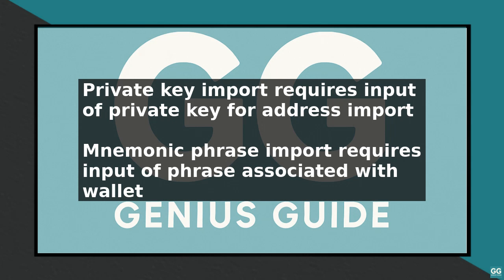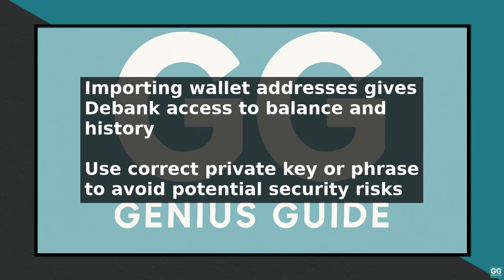To import a wallet address using the private key method, go to the Import section and select Private Key. Input the private key of the address you want to import, and Debank will automatically sync your wallet balance and transaction history. Alternatively, if you want to import a wallet address using the mnemonic phrase method, go to the Import section and select Mnemonic Phrase. Input the mnemonic phrase associated with your wallet, and Debank will automatically generate and import all the associated wallet addresses.